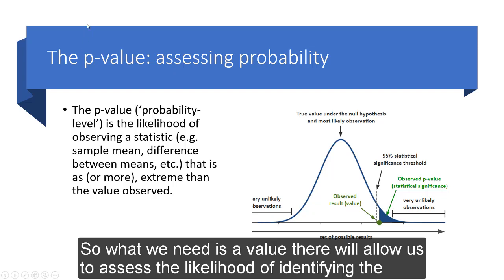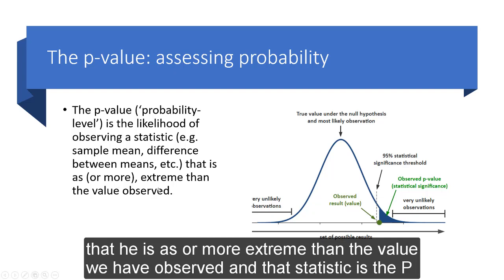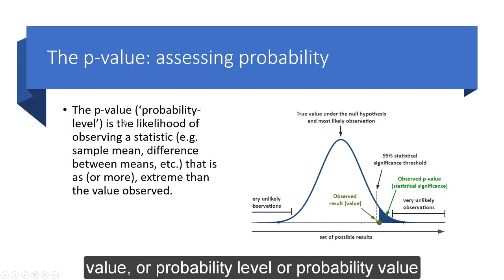So what we need is a value that will allow us to assess the likelihood of identifying a difference between the means, for example, in this example, that is as or more extreme than the value we have observed. And that statistic is the p-value, the probability level, also called the probability value. And that's essentially what this cutoff is here.